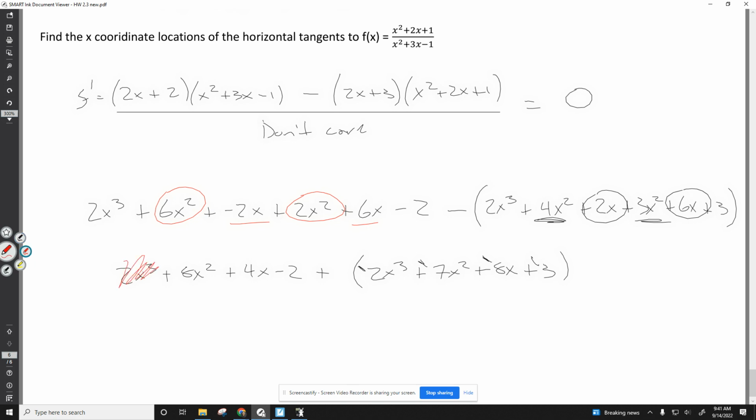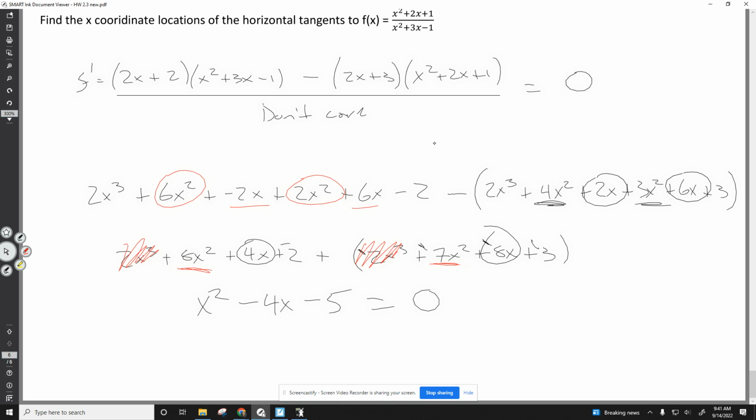Two x cubes, they're gone. 8x squareds and negative 7x squareds, 1x squared. 4x's, negative 8x's, negative 4x's, they're gone. Minus 2, minus 3. Set that equal to 0. Factors, solve. Bingo, bango, bongo. This is Mr. Mester being like, yo, good job. You did it. This is tough homework.